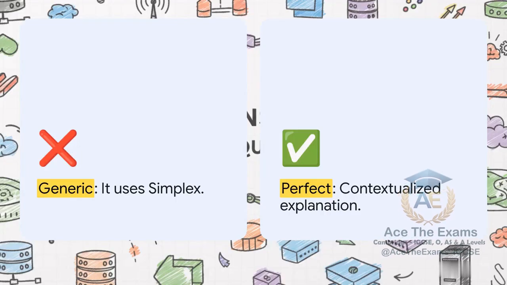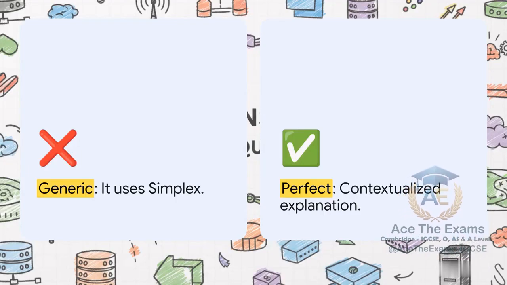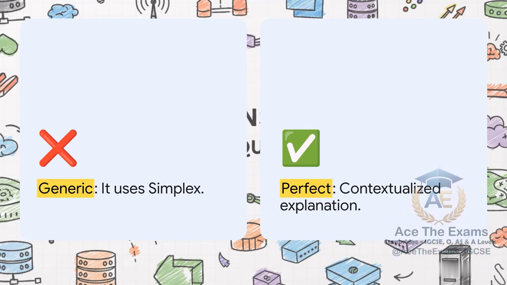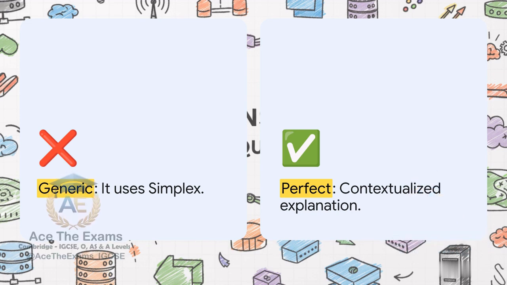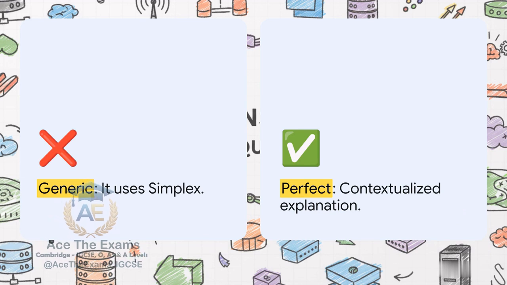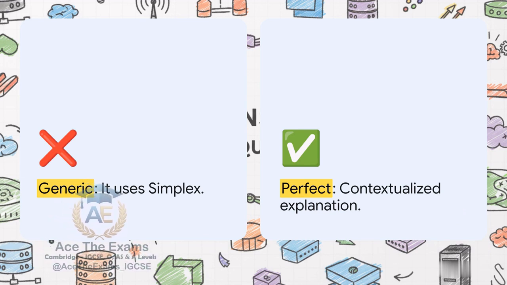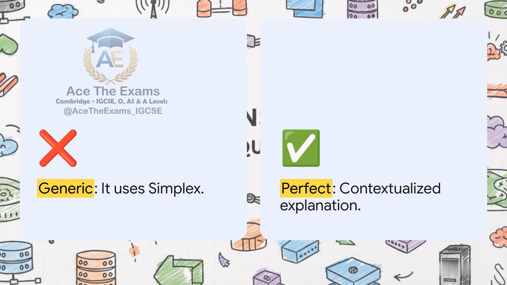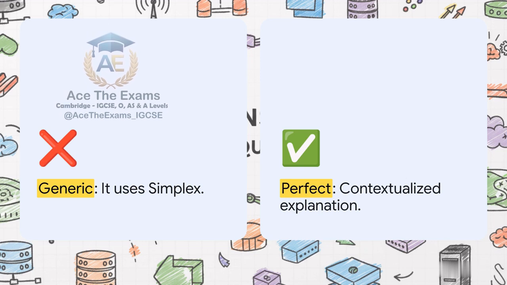And this right here brilliantly illustrates the problem. On one side, we have this flawed, totally generic answer. It uses Simplex. But what we actually need is that perfect top-band answer. You see, the absolutely most painful mistake you can make in these Cambridge exams is identifying the terminology correctly, but then completely failing to connect it to the actual digital scenario. It happens all the time.